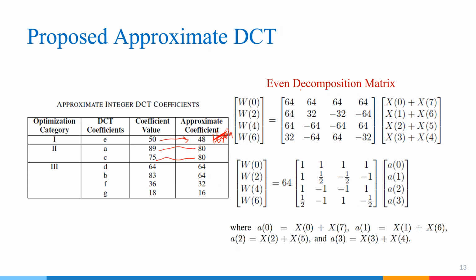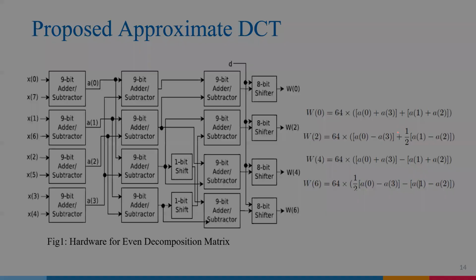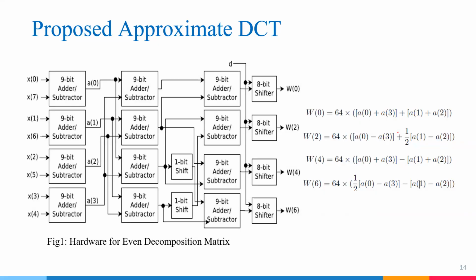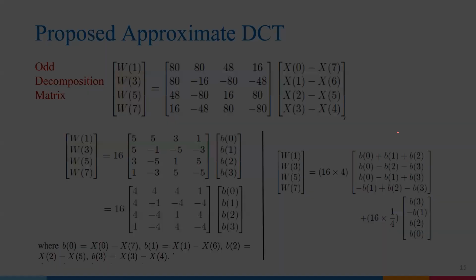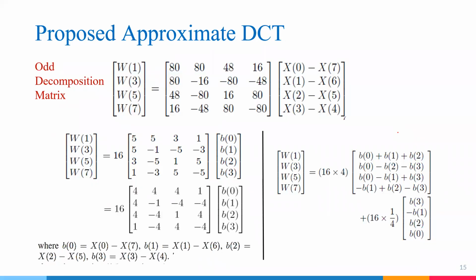And that's what we have put into the even decomposition matrix. You can see here that now only 32 and 64 are present. Now I'm removing the 64 outside, taking 64 as a common factor. This is a matrix which I'm implementing in hardware this way, so here we don't have any kind of multiplier. We are only using adder, subtractor and shifter modules.